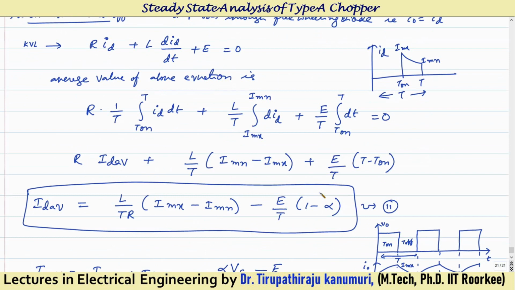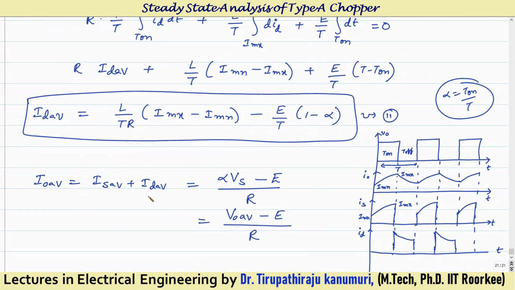So now simplifying this, this will become R into Id average plus L by t into I minimum minus I maximum plus E by t into t minus t on. Or further simplifying, Id average will be equal to L by tR into I maximum value minus I minimum value minus E by t into, this will be t minus t on by t. So t by t will become 1, t on by t is nothing but alpha, duty cycle. So this will be alpha, where alpha is t on by t.